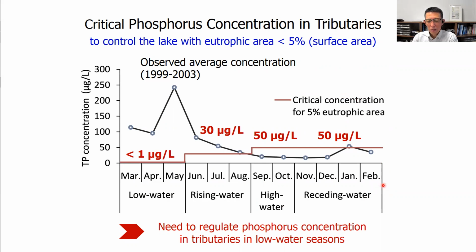In a rainy season, when we have plenty of water, the critical concentration is a bit higher, up to 50 micrograms per liter. But if you look at the dry season, this critical concentration should be lower because in the dry season, we have a lot of internal loading in a shallow condition in the lake. And this is a very different pattern if you compare this critical concentration to the observed concentration in the rivers. So this part, somehow we need some control, right?